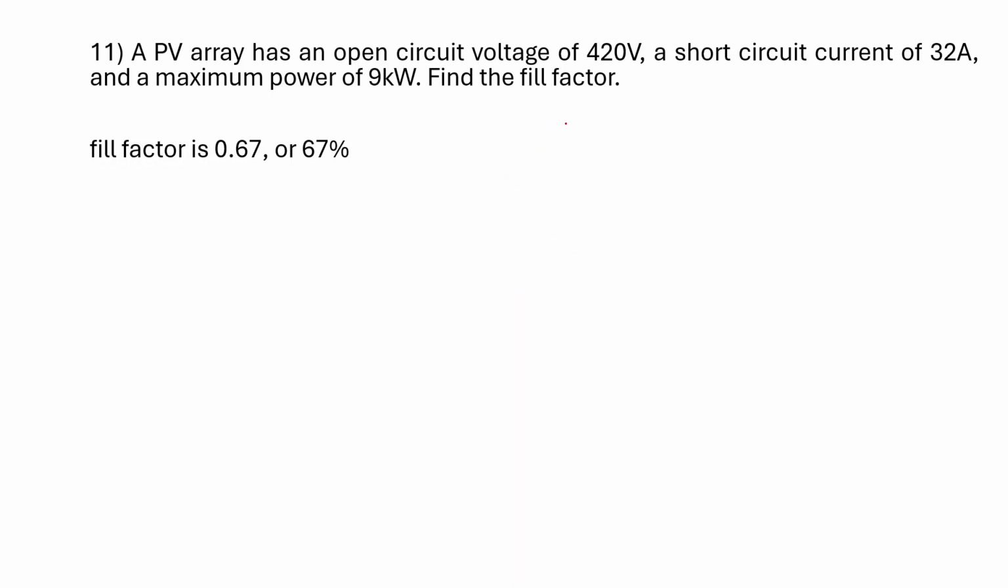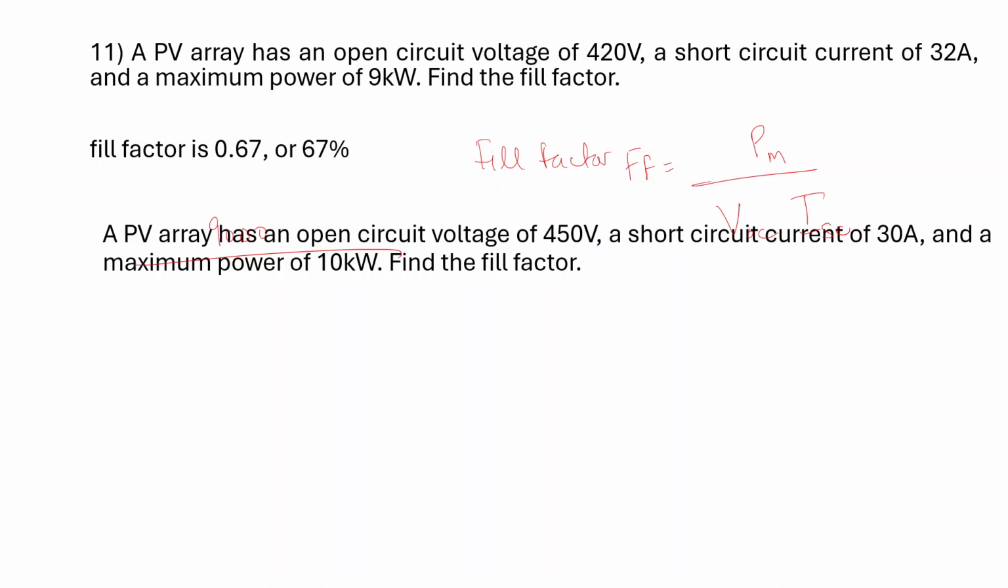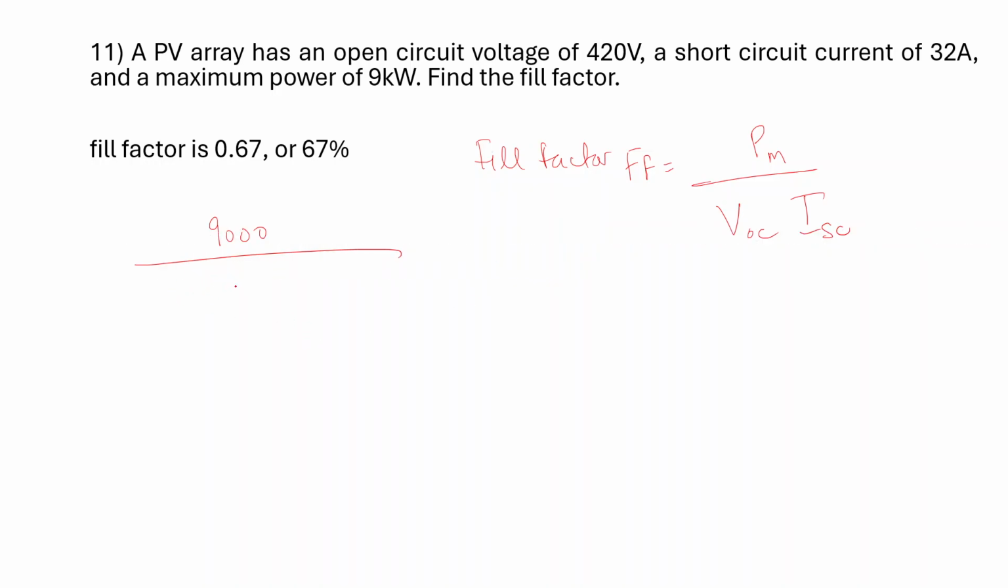Now, I will show you how to calculate the fill factor over here. FF is equal to what? P maximum divided by VOC into ISC. So here, what is P? Maximum power is 9,000 divided by VOC, 420 into 32. If we solve it using calculator, it comes out to be 0.666, which is equal to 0.67, which is 67%. Okay, this is the fill factor.